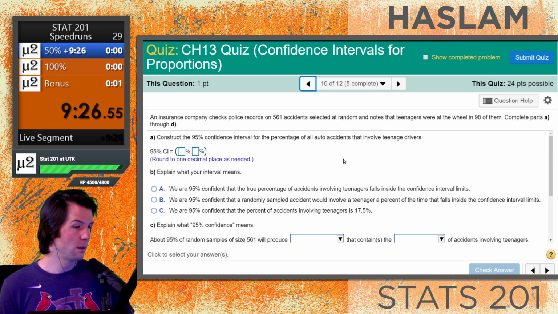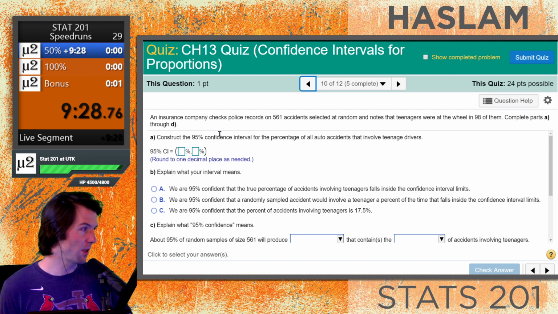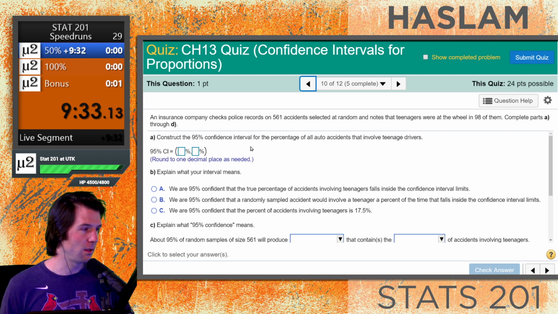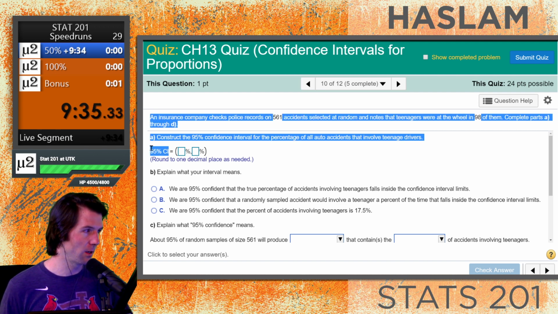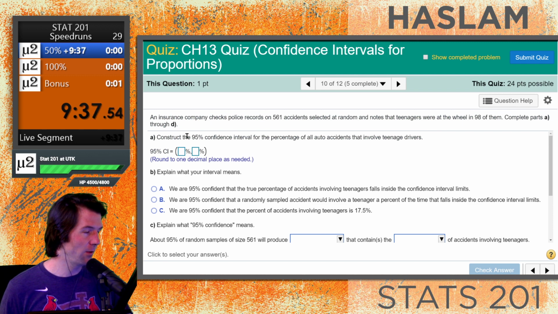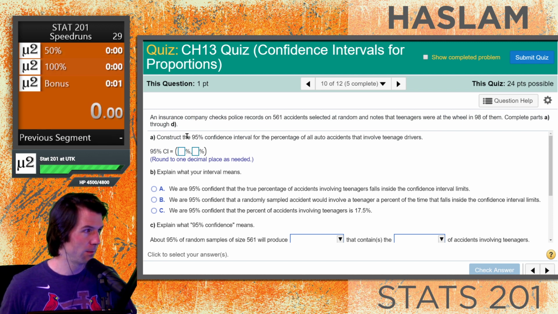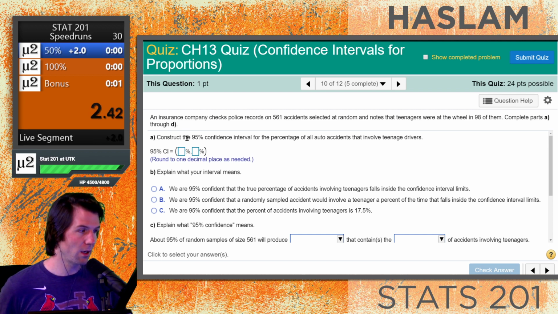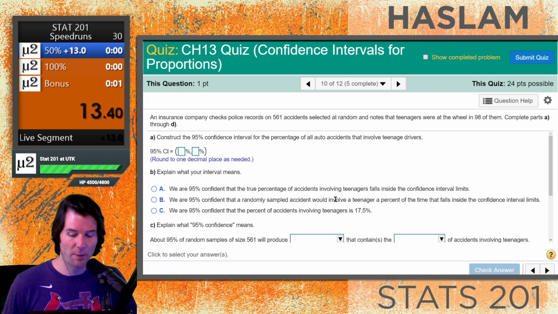Okay. Automatically, this asks for 95% confidence for the true percentage, which is the true proportion. When you see construct a 95% confidence interval, do you think of an equation? I would think of p hat plus or minus z times the square root of p hat q hat over n.